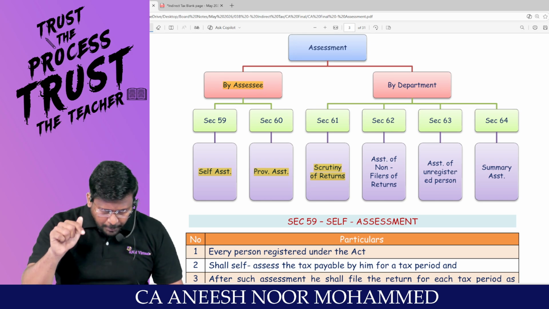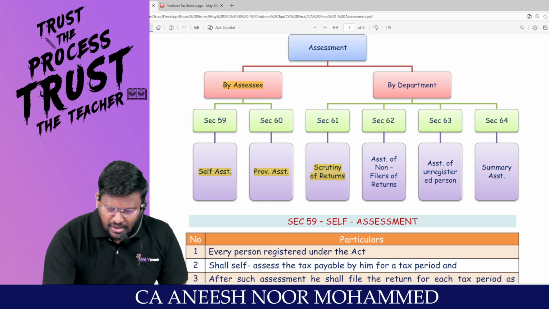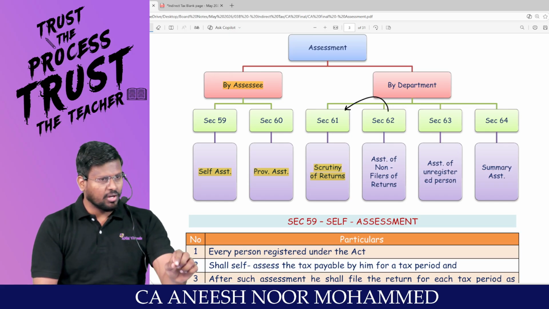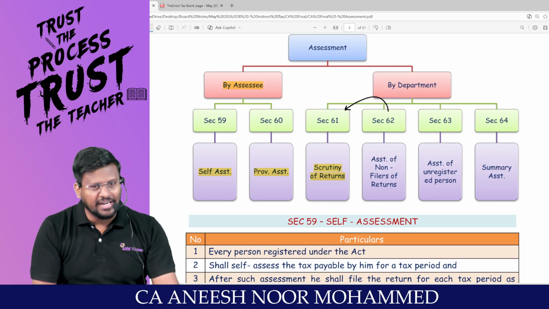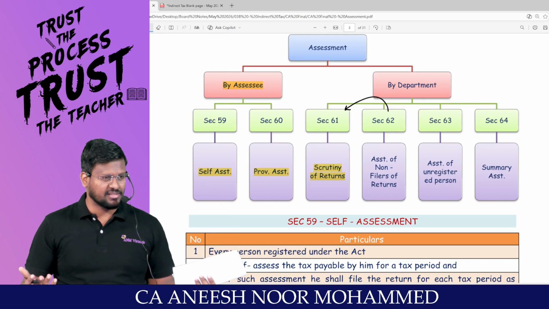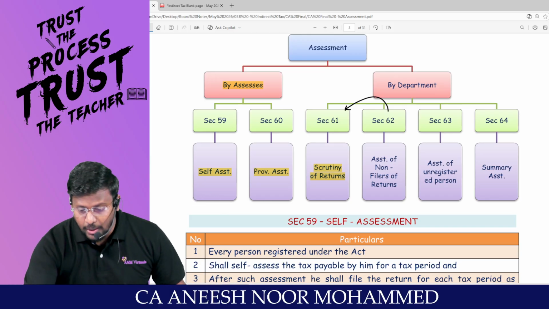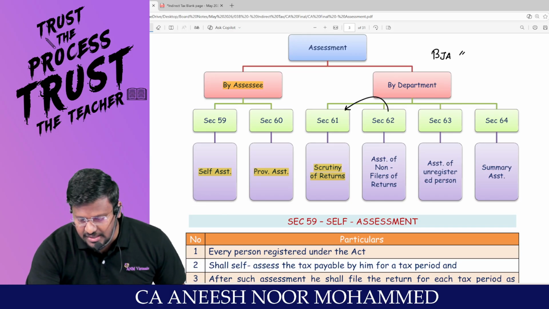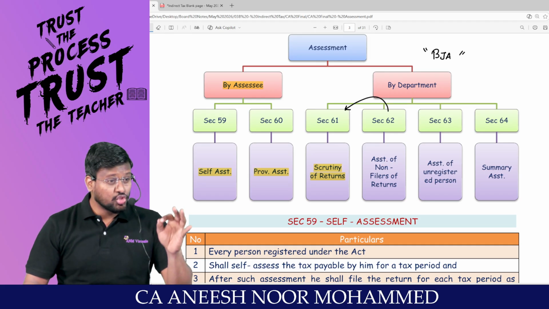For such people, section 61 is not possible, because only if they file the return can I scrutinize the return. Am I right? But the department, sir, is helpless. Then they will do best judgment assessment. They will do what? Best judgment assessment.